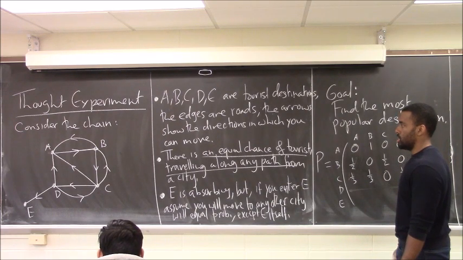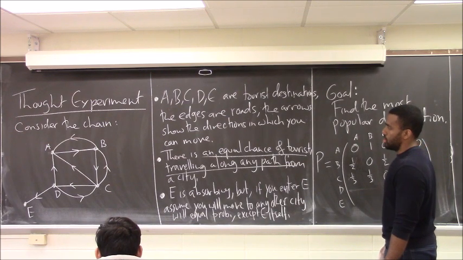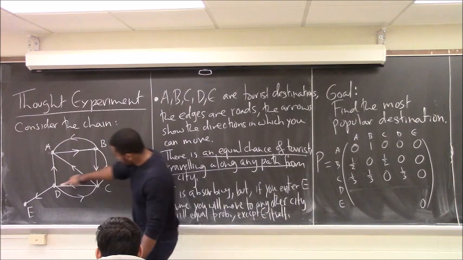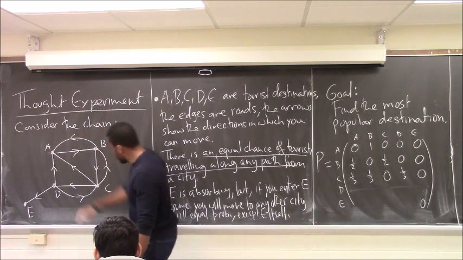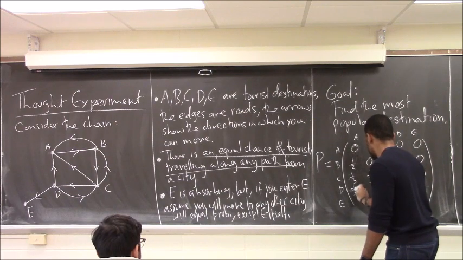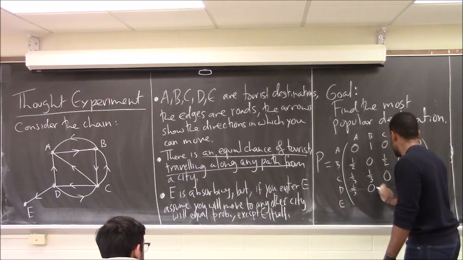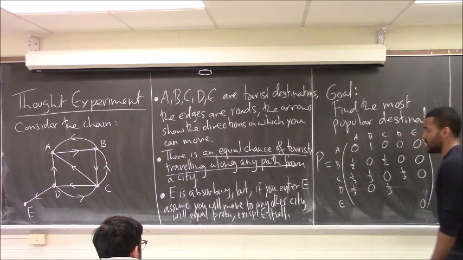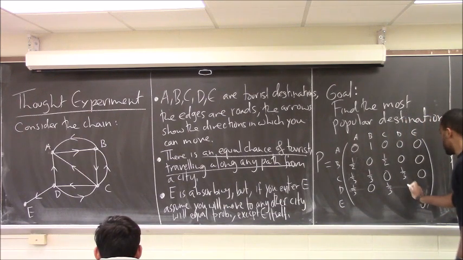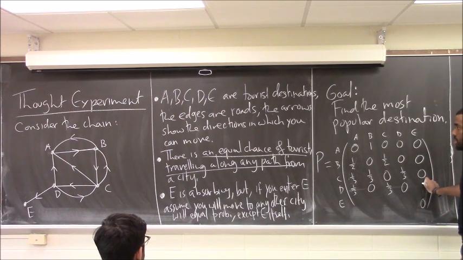Where can I go from D? 1/3. There are three paths. I can go here, here, or here. So 1/3 of the time I will go to A. I can't get to B. 1/3 of the time I'll go to C. I won't stay in the same city, I'm a tourist. I'm gonna travel around. And 1/3 of the time I will go to E.